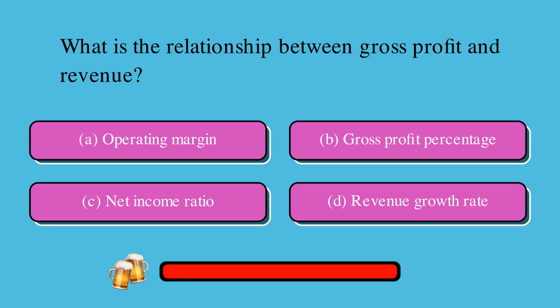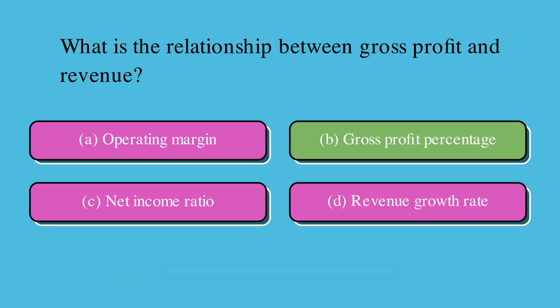What is the relationship between gross profit and revenue? Is it A, operating margin, B, gross profit percentage, C, net income ratio, or D, revenue growth rate? The correct answer is B, gross profit percentage.